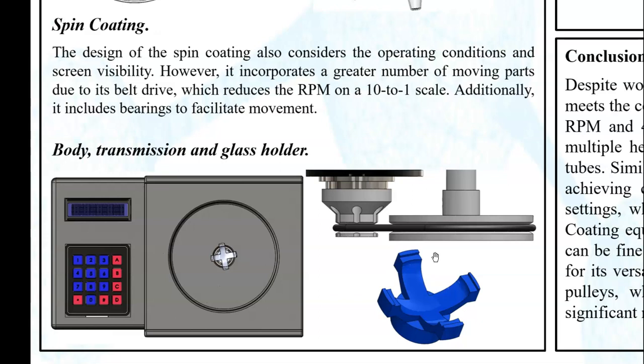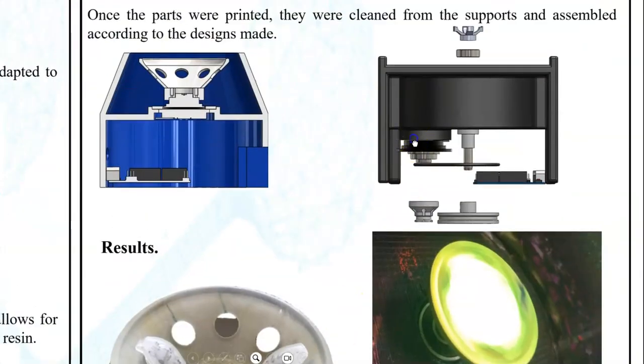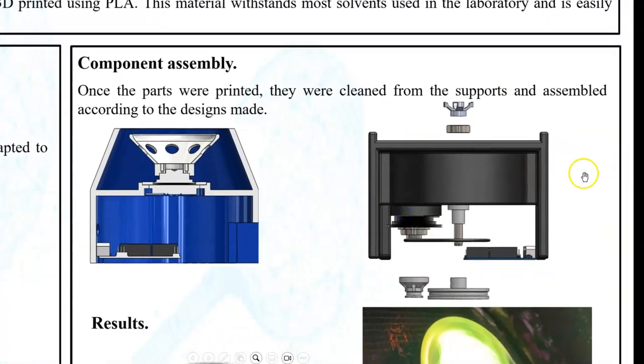This device required a belt transmission that reduced the revolutions to a scale of 10:1, obtaining very low revolutions for the beginning of the film and a final range that allows the evaporation of the solvents used. The assembly of the two devices is simple, since each piece was designed in such a way that one piece fits with the other without the need for adhesives. And each device keeps the electronics safe from the materials with which they work.